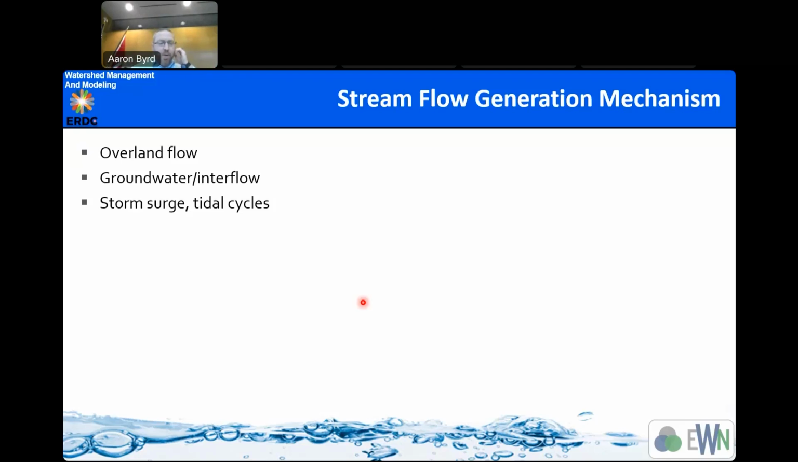Interflow is one that not many people are familiar with. Basically, pretend there's a layer of soil like the channel bed and the banks right around it, that tends to have a higher hydraulic conductivity than the other soil around it, and so water can flow through there. So even if you don't see water in the channel, you can often have what's called interflow: water flowing through this shallow layer near the surface. Storm surge and tidal cycles can also give us overland or stream flow, pushing water back up the stream.